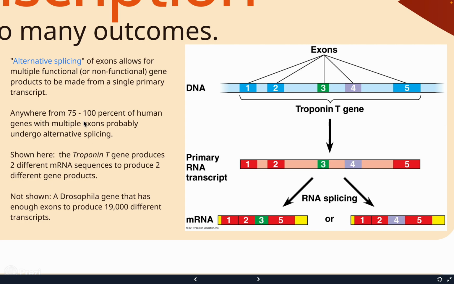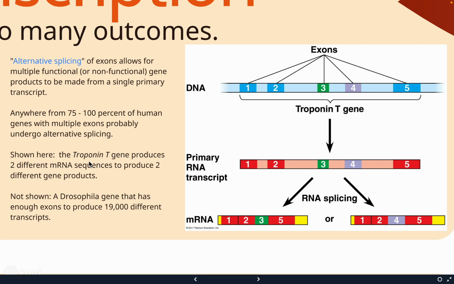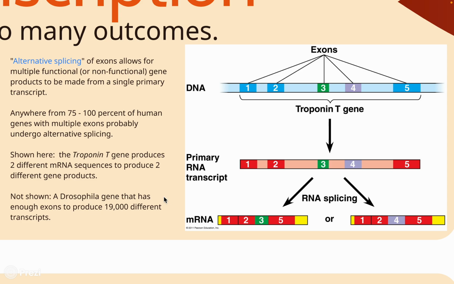So anywhere from 75 to 100% of human genes have multiple exons, probably undergoing alternative splicing. Shown here is the troponin T gene, which produces 2 different mRNA sequences to produce 2 different gene products.